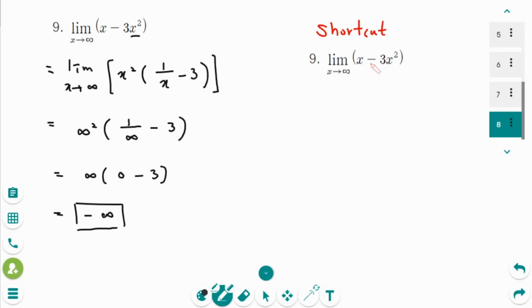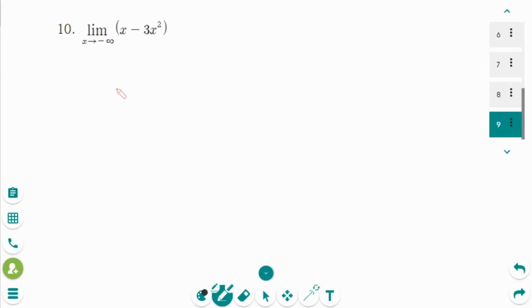There is also a shortcut for this format. Simply use the term with the highest power of x, that is minus 3x squared. We don't need this. Now put infinity into x, minus 3 infinity squared. This is minus infinity. So you got the answer.